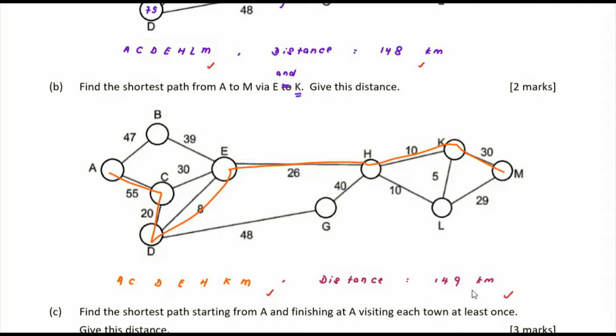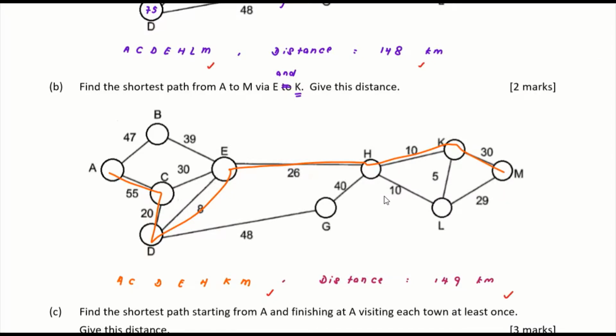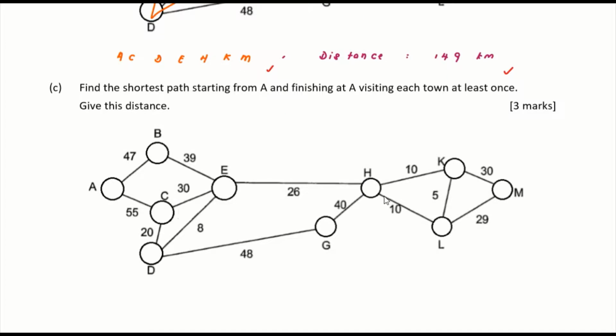Okay, so for C, find the shortest distance starting from A and finishing at A, visiting each town at least once, and give this distance. So which means that you need to go through everything, then after that go back to A. So you realize that this is hard because when you try to go through everything, you need to go to the end, and then from the end, you come back.